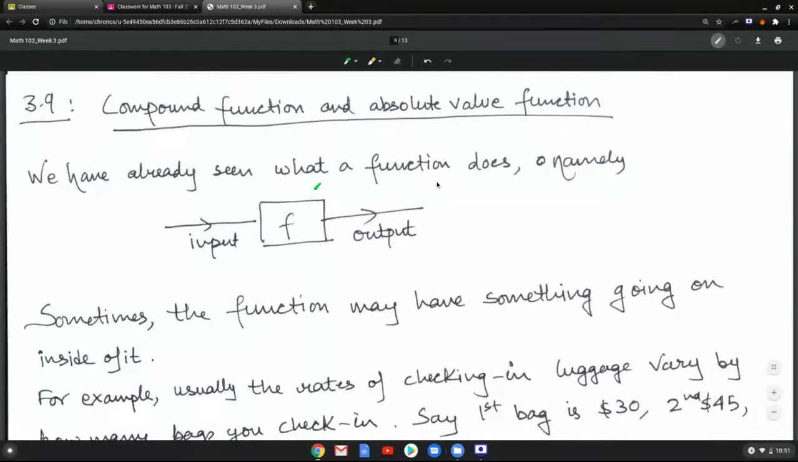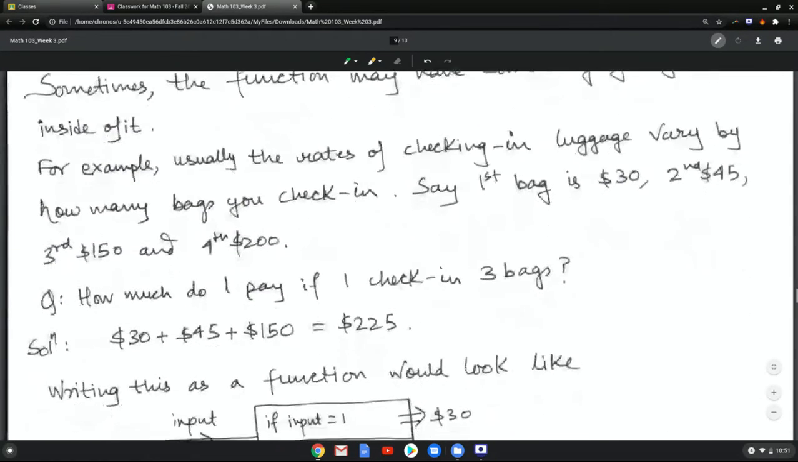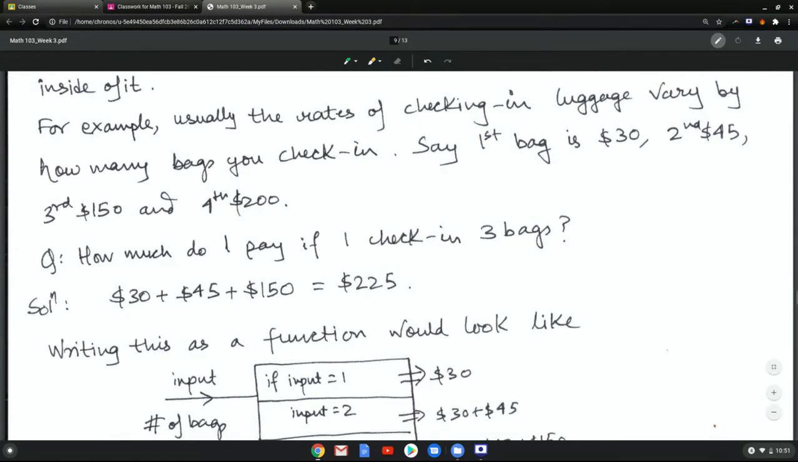Now, you already know what a function does. You send an input, you have the function, and it gives an output. But sometimes the function itself may not be straightforward and have something going on inside of it. Now, a real life example would be check-in rates for luggage. They vary by how many bags you check in. So I looked some airline up, I don't remember which one, but say the first bag it charges $30, the second one it charges 45, the third one it charges 150, and the fourth one it charges 200.